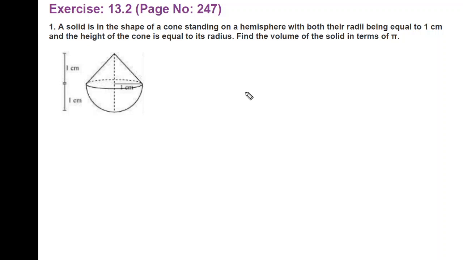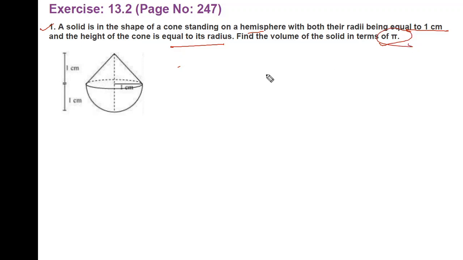So today we are going to discuss exercise 13.2 question number 1. So let's start. Question number 1. A solid is in the shape of a cone standing on a hemisphere with both their radii being equal to 1 cm and height of the cone is equal to its radius. Find the volume of the solid in the terms of pi.